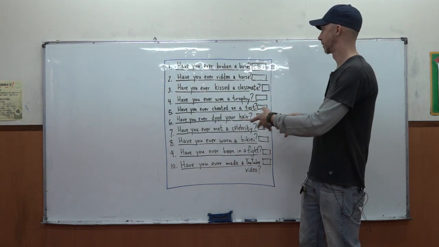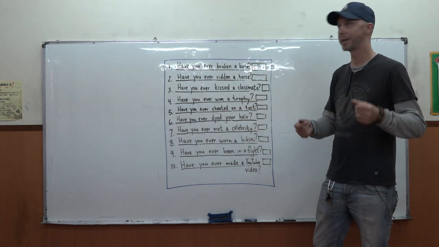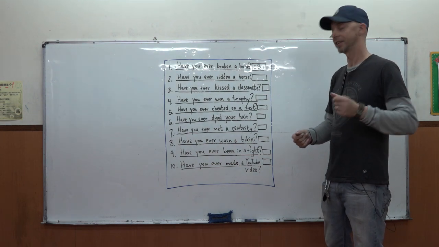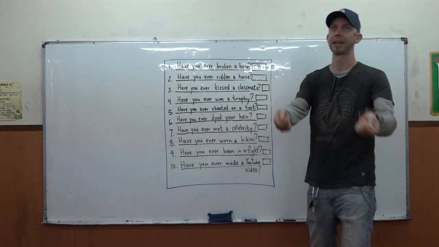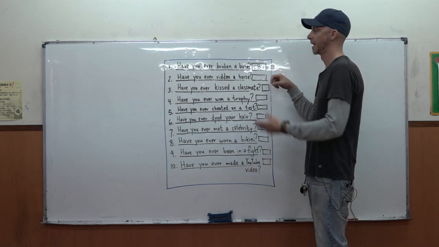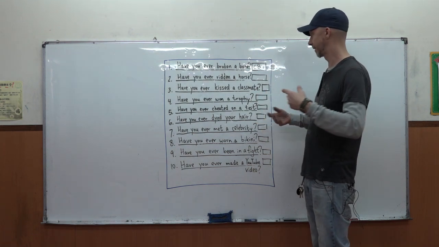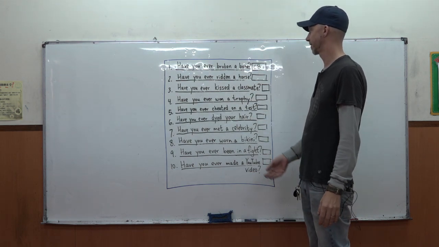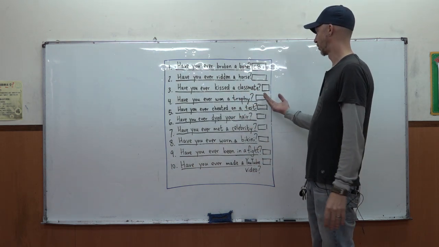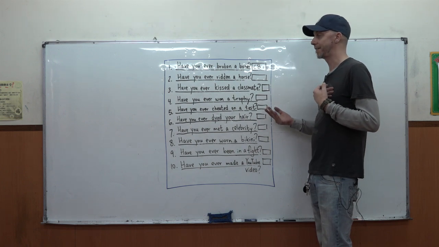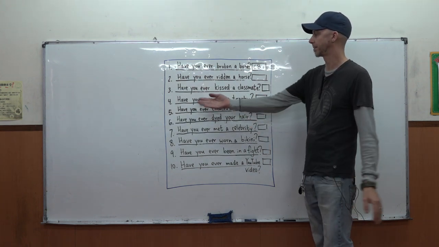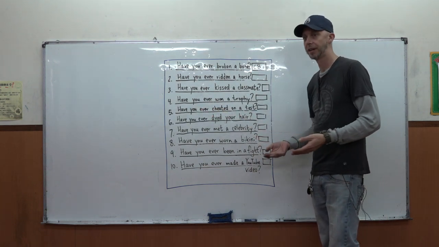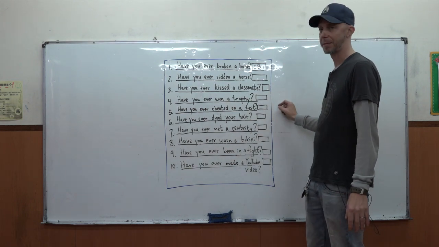So I would need to go to, let's say, David. Have you ever ridden a horse? Yes, I have. Oh, great. Can you sign my paper? And I give it to him. David writes his name, and so on and so forth. Now, because he answered one for me, he could ask me, Carson, have you ever won a trophy? If my answer was no, I haven't, then he could continue to ask me, have you ever cheated on a test? Yes, I have. Okay, I'll sign my name.